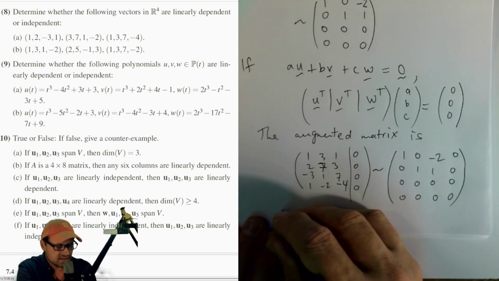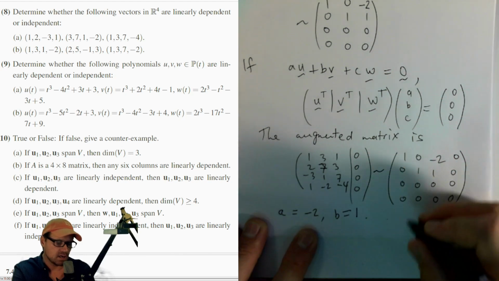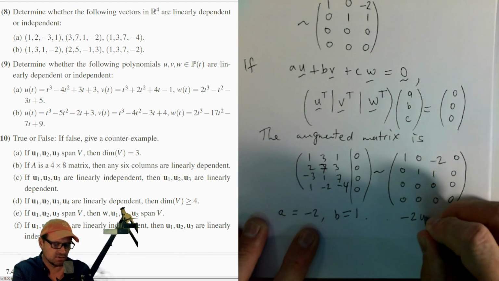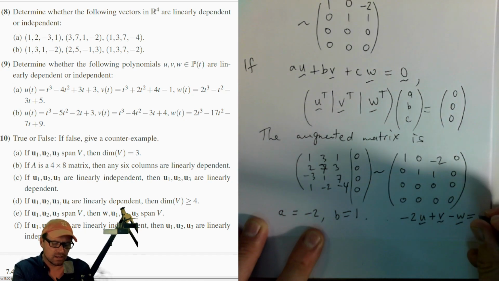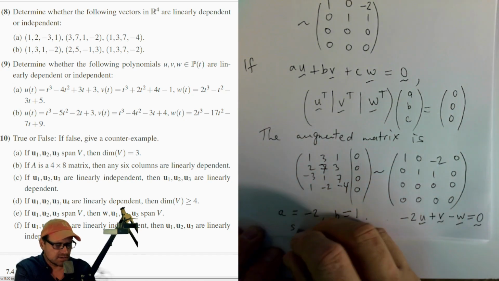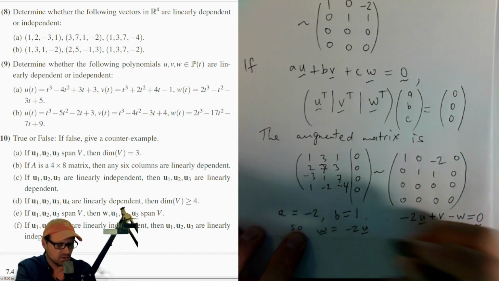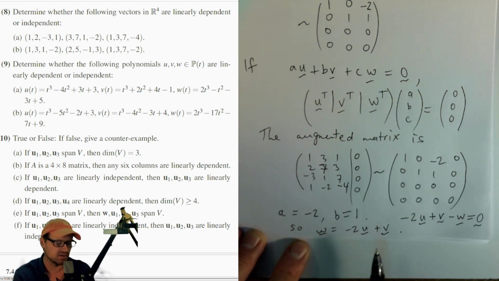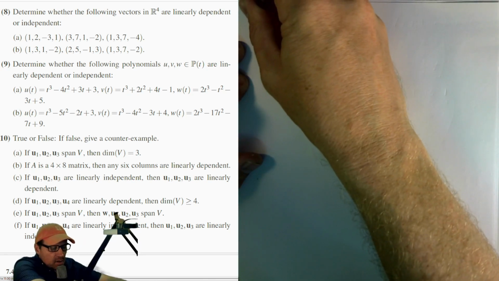So this tells us that A equals minus 2, B equals 1. And so what we work out then is that minus 2U plus V minus W equals the 0 vector. And so W is minus 2U plus V. And we see that U, V and W are linearly dependent because W depends on U and V. Linearly dependent. Question 8, part B.